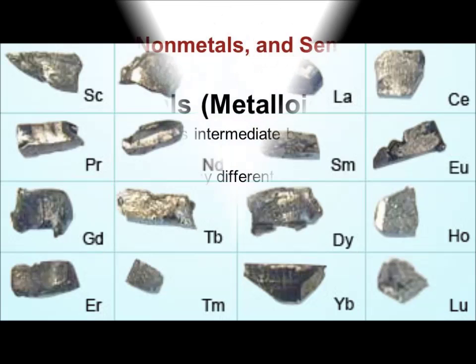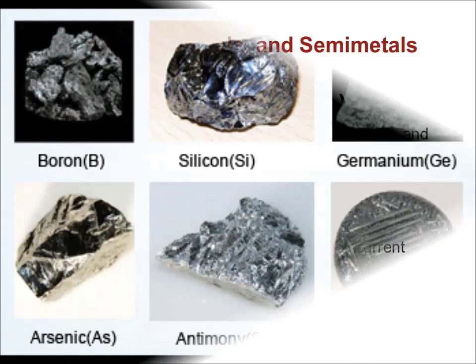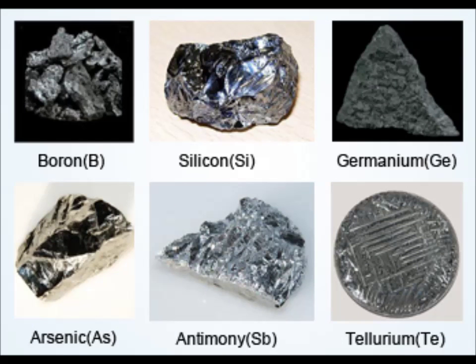Next, we come to semimetals, also known as metalloids. They exhibit properties of metals and nonmetals. They are able to bond with many different elements. Also, metalloids or semimetals have varying abilities to conduct electricity.